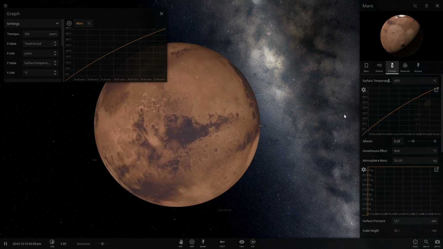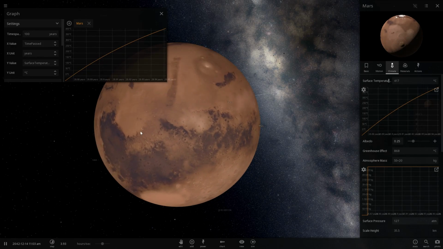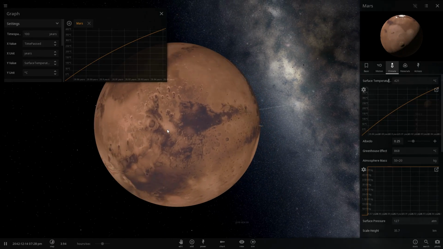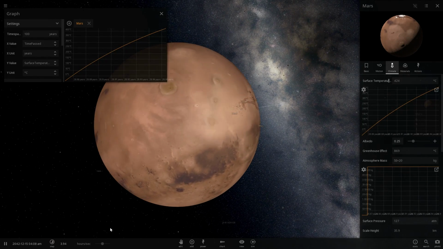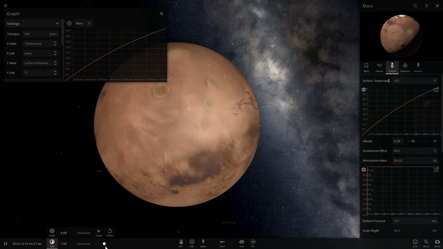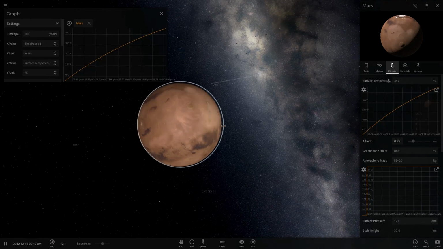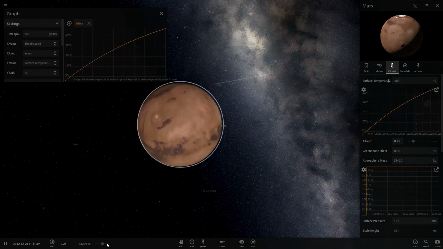Now, within the same year, the temperature has actually increased by over 400 degrees Celsius, and the colors on Mars are actually changing as well. It's turning more brownish, more dark, and I think if I were to accelerate this a little bit, it would also start acquiring a lot of different fiery looking things on the surface here.